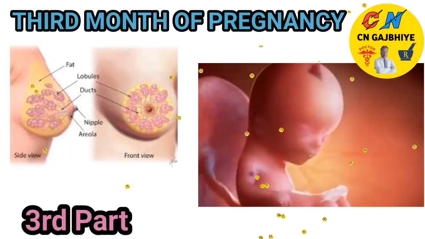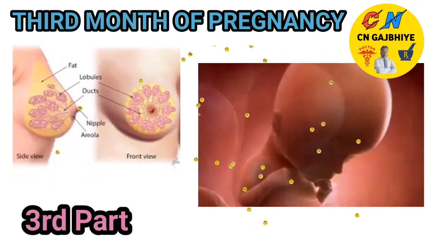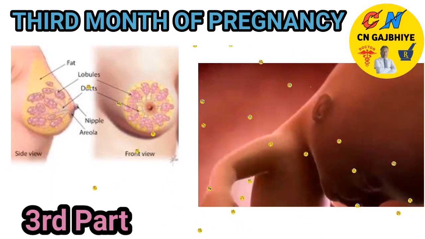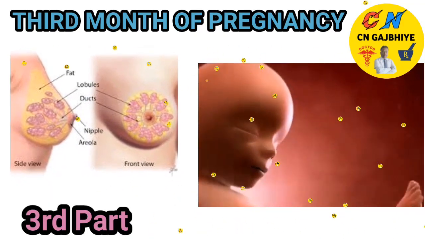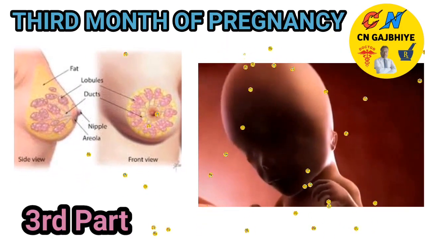So, in this month also you will feel tired. The changes that I told you about, small tubercles appear inside your breasts which are visible on your breasts. The area around the nipple is called the areola. The blackish area inside it increases a little.